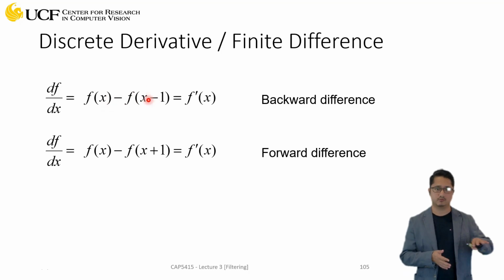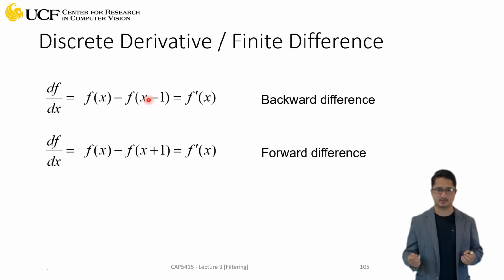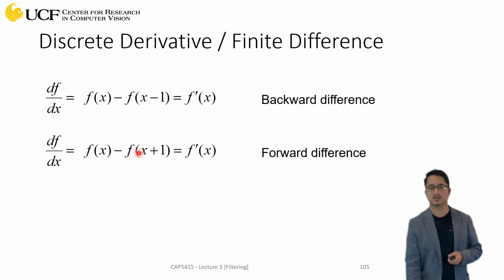So we go 1 down towards the left, right? If it's like the x-axis. So that you can say backward difference because you're subtracting the previous value. You can also compute the difference with the next step. So in this case, it's x plus 1. This is called forward difference because you're subtracting the next value.